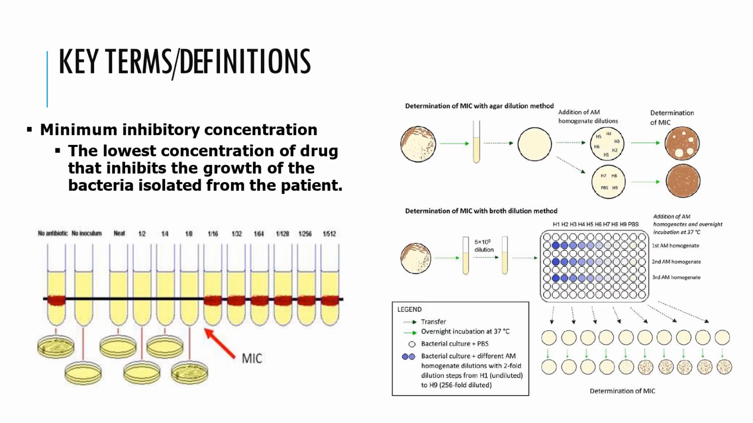Key terms used in sensitivity testing. One is MIC, that is minimum inhibitory concentration. It is the lowest concentration of the antimicrobial that inhibits the growth of the bacteria, as measured in vitro from the patient's isolate.